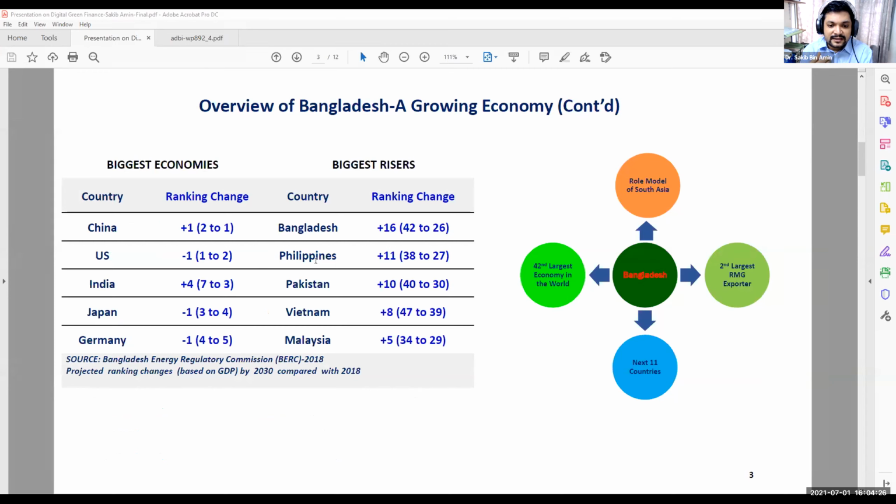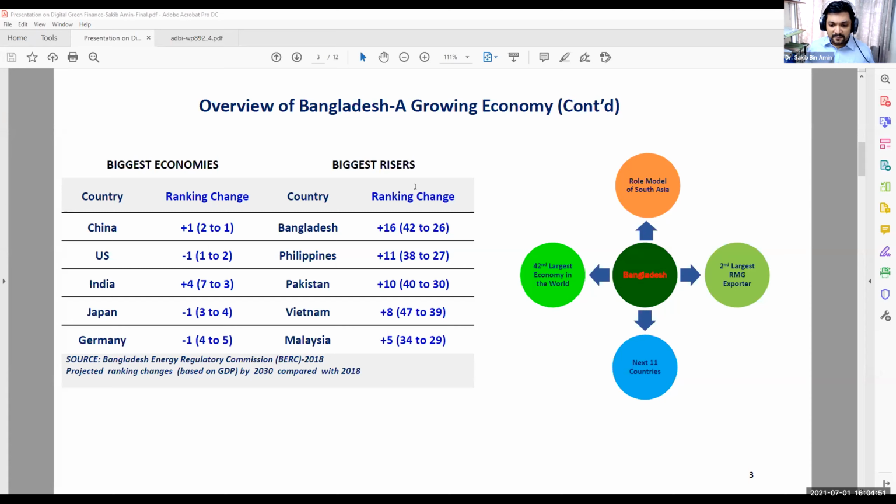You can also see from this slide, Bangladesh is going to be one of the biggest risers in the next 10 years. There is a jump by almost 16 units, from 42 to 26. In this process, Bangladesh is known as the new Asian tigers. It is known as the role model of South Asia. It will be the 26th biggest economy in the world.